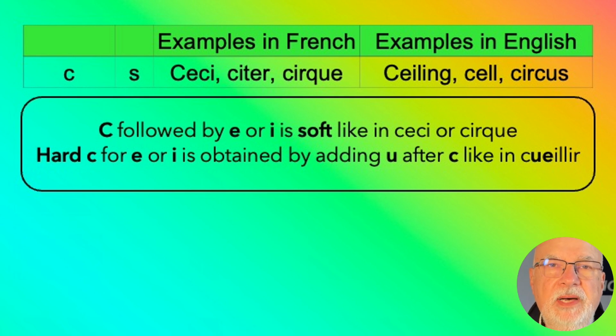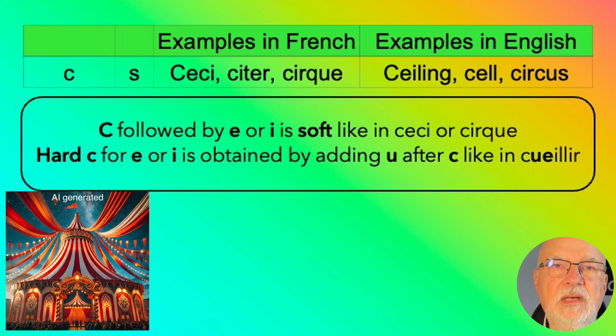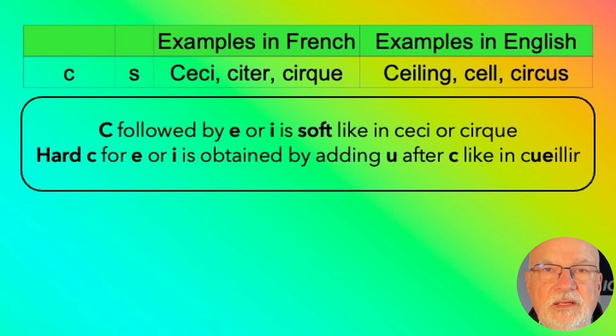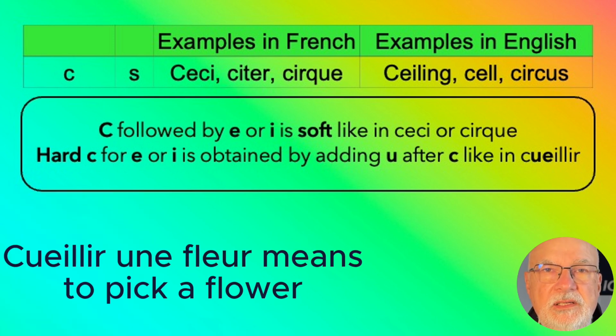C followed by E or I is soft, like in the words ceci, cité, cirque. Some words, like cueillir here, have a hard C, but here you can see that there is a U between the C and the E, thus the hard sound, like a K.